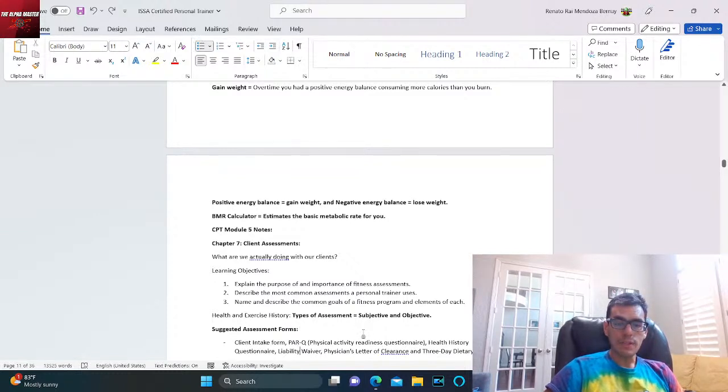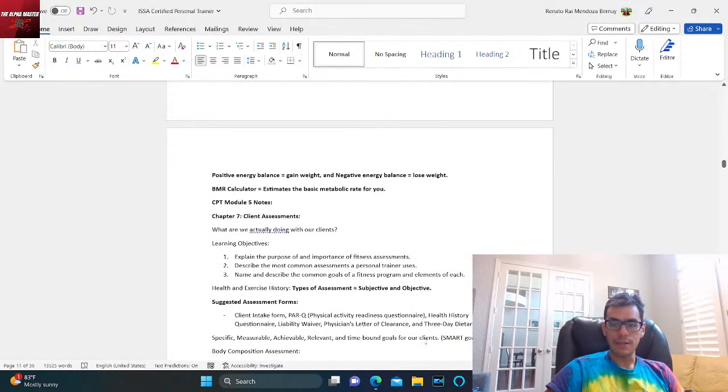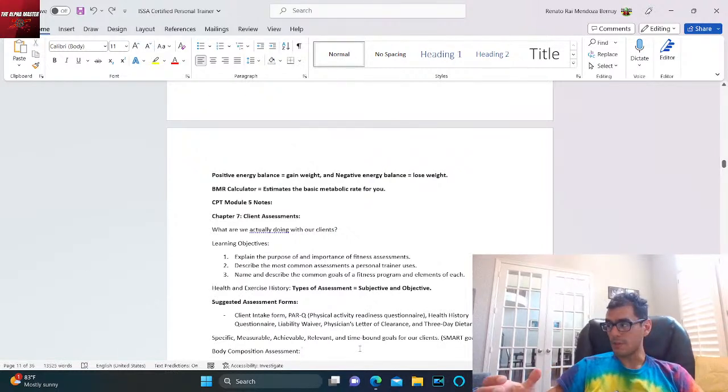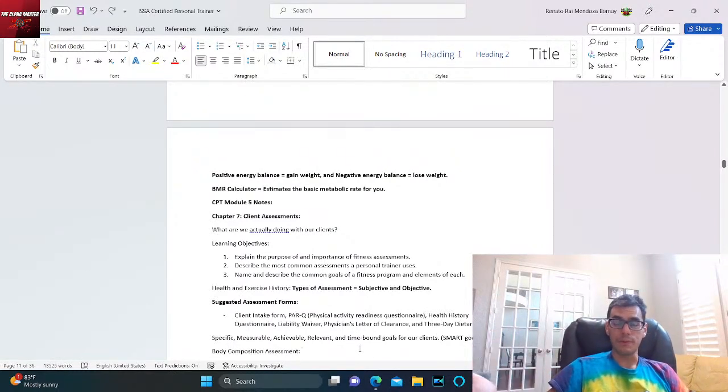The suggested assessment forms: you're going to have a client intake form, the PAR-Q, which is the Physical Activity Readiness Questionnaire, a Health History Questionnaire, a liability waiver, a physician's letter of clearance in case you have an injury, and finally a 3-day dietary record to track your diet. A lot of clients are not going to want to do that because of lack of time, but you need to use something like the MyFitnessPal app, for example, as a 3-day dietary record.